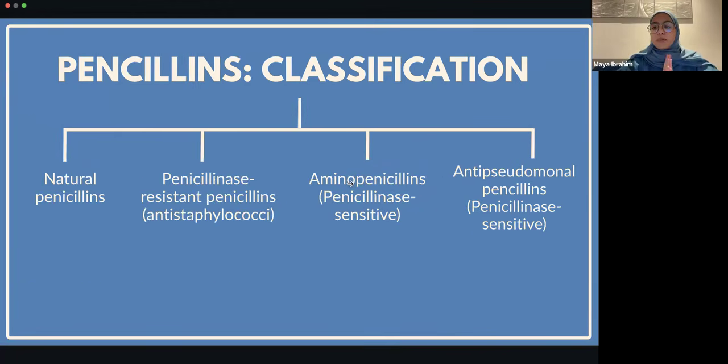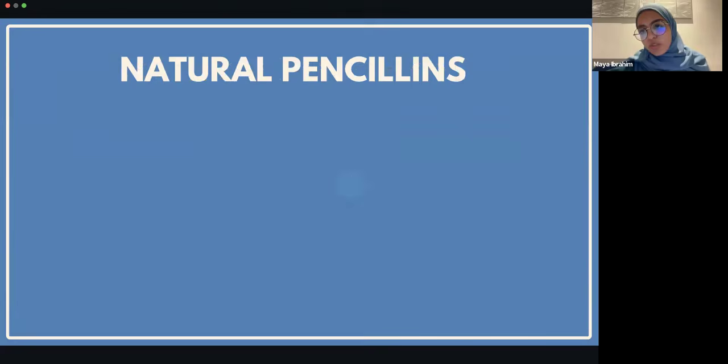Now for the penicillins. The penicillins are classified into natural penicillins, penicillinase resistant penicillins, meaning that bacteria secretly release an enzyme to break down the penicillin, aminopenicillins, and anti-pseudomonal penicillins, by the name against Pseudomonas. Let's start with natural penicillins.